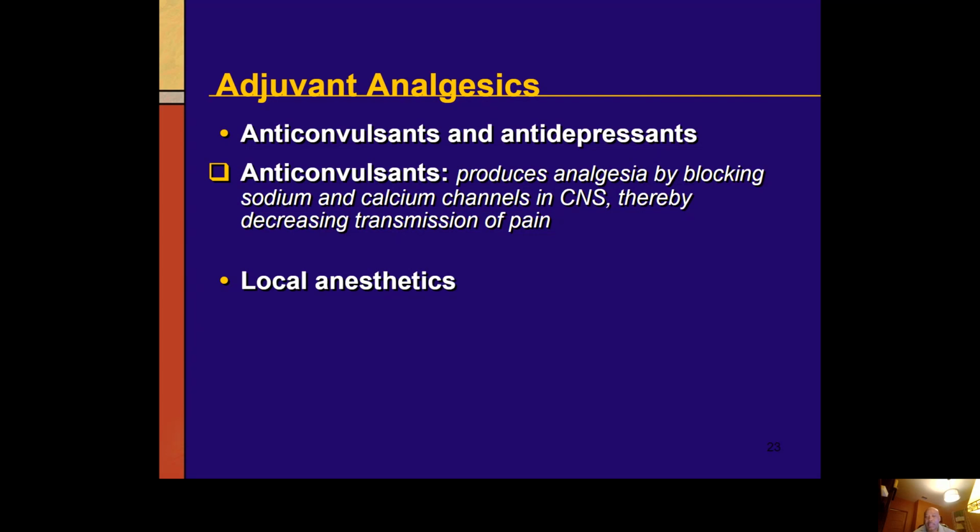CNS signs of systemic toxicity, if it goes into your body system, include ringing in the ears, a metallic taste, irritability, and also seizures. Now, signs of cardiotoxicity include tingling and numbness, bradycardia, cardiac dysrhythmias, and also cardiovascular collapse.